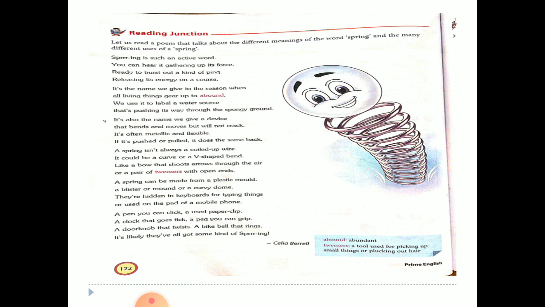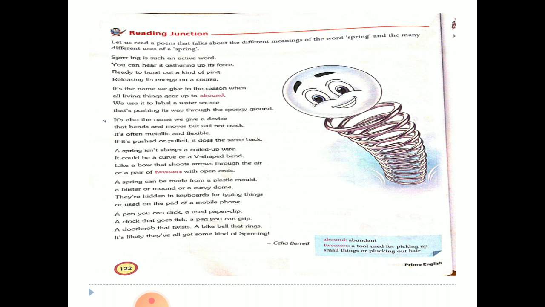A spring isn't always a coiled up wire, it could be a curve or V shaped bend. Here the poet is saying that a spring is not always coiled up like they have shown in the picture. It could be a curve also and it can be V shaped also. Like a bow that shoots an arrow through the air. Have you seen that shooting arrow? Yes, that shooting arrow has a curve shape.